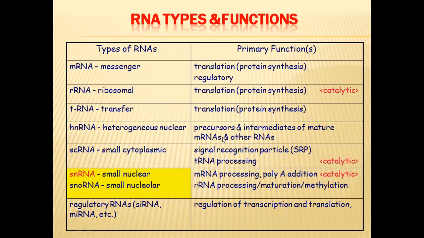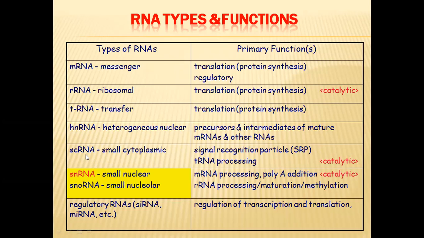hnRNA is a precursor of mRNA and other RNAs. Other RNAs also are primarily called hnRNA. After splicing is done, finally we call them rRNA or tRNA, like that. So mRNA, rRNA and tRNA, all these three RNAs will be initially produced in the form of hnRNA. After splicing is done, we call them mRNA, rRNA and tRNA. So this is the precursor RNA.